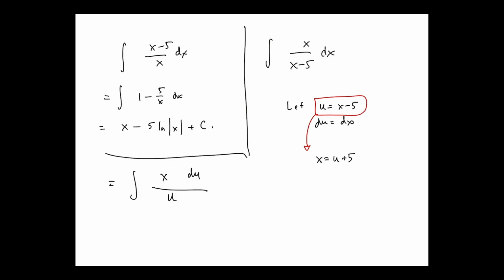Okay, and so what I can do is take this and plop it right there, and then I have the integral of (u plus 5) over u du. And now there's no more x's. That's sneaky. This is what I like to call a sneaky or flip-flop substitution, but it is not the sneakiest. There is a substitution that lays claim to being the world's sneakiest substitution.